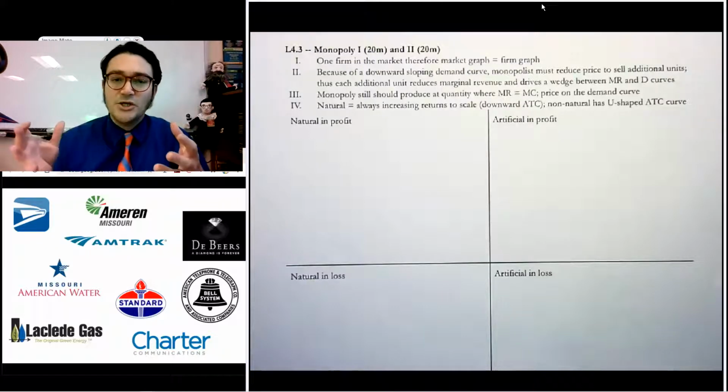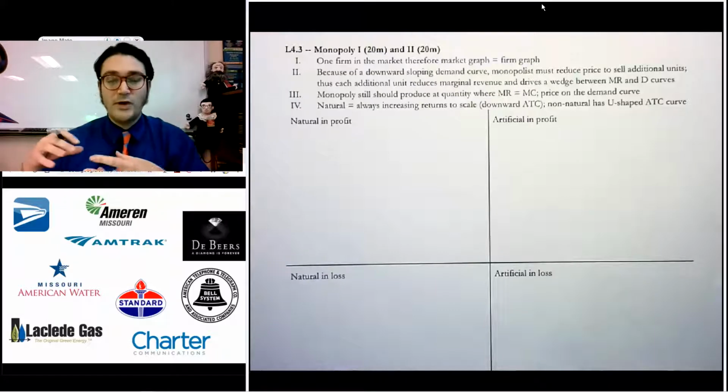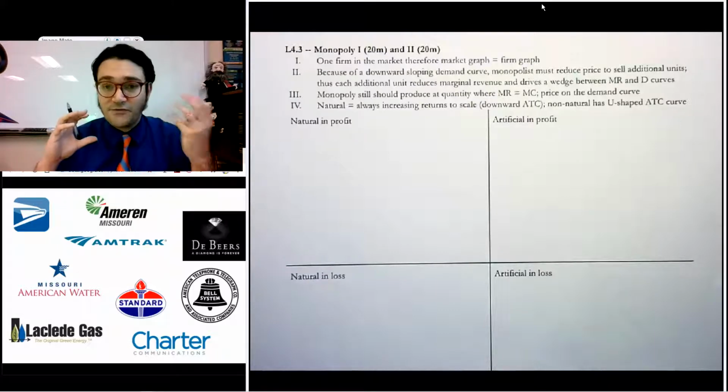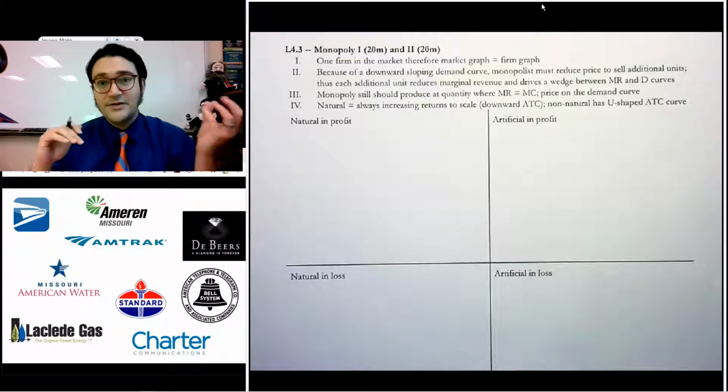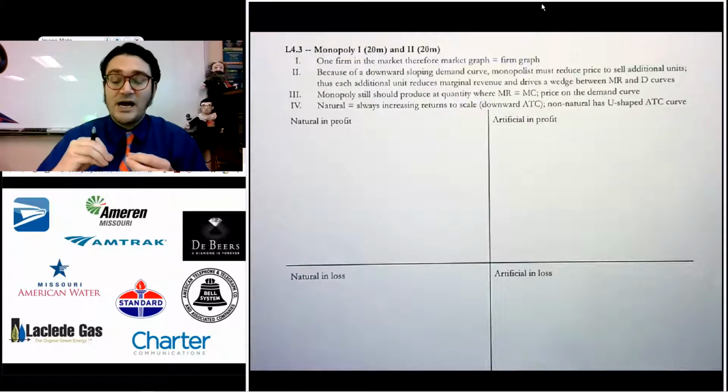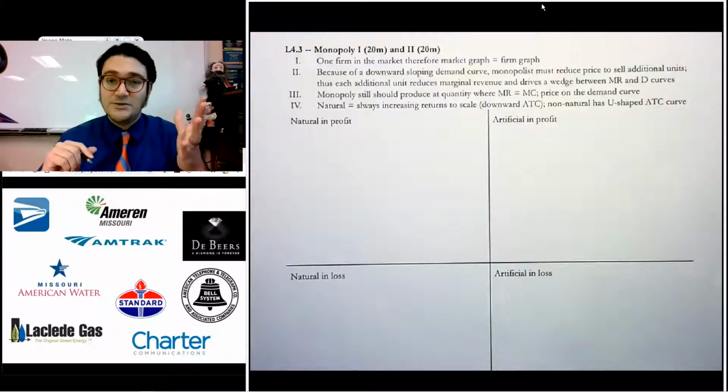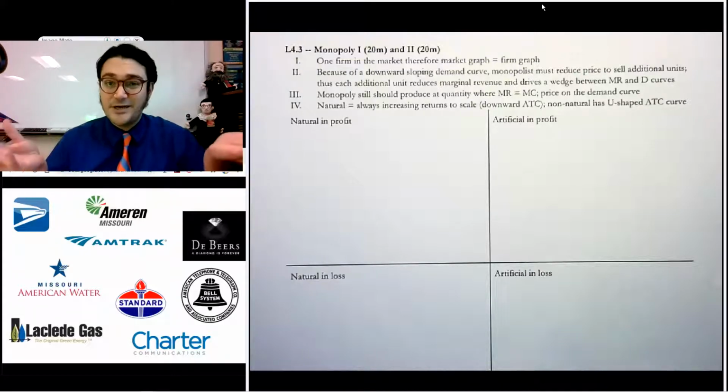Now, a couple of things to know about monopoly before we actually draw some graphs. The first is that because the firm is the only firm in the market, the firm graph is the same as the market graph. So you only have to draw one every single time, as opposed to two, which you have to draw for perfect competition. You have to do the firm and the market graph.